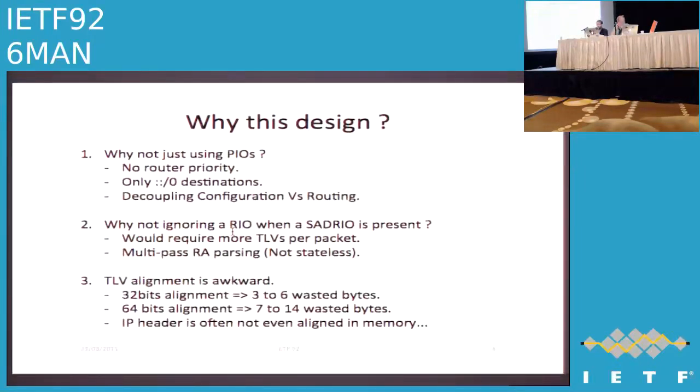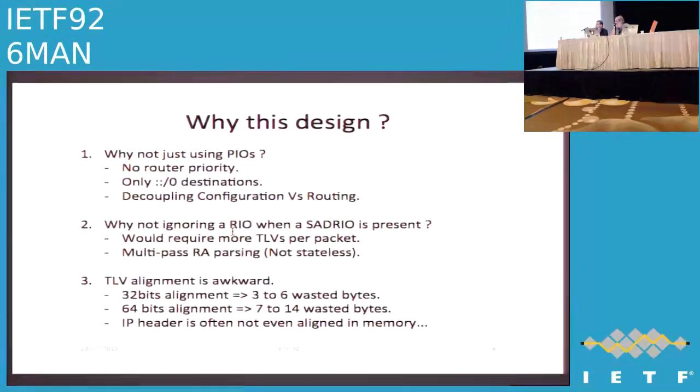A second problem of the PIO is that you can't really select the destination prefix. In the routing information option, you have this destination prefix, and it's pretty useful. So why not put that in the SADR option as well, and have a SADR option with the destination prefix? And finally, the main argument against using the PIO is the coupling between the configuration and the routing.